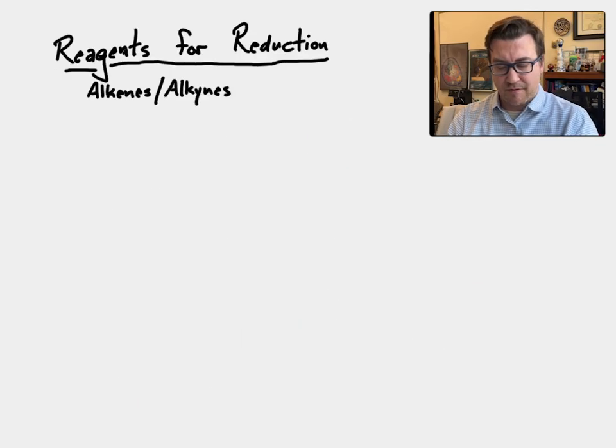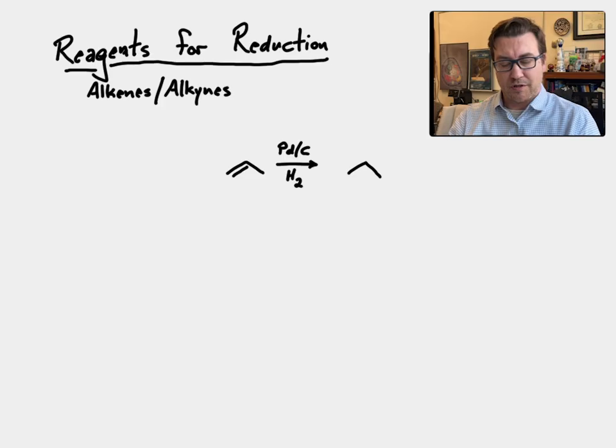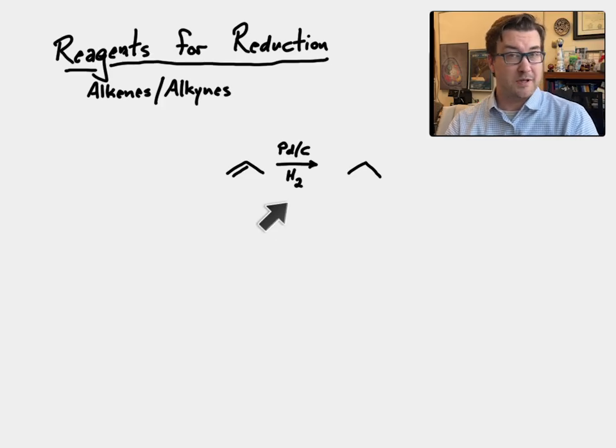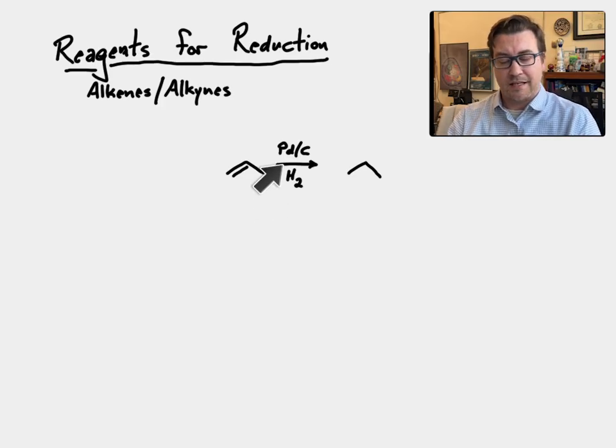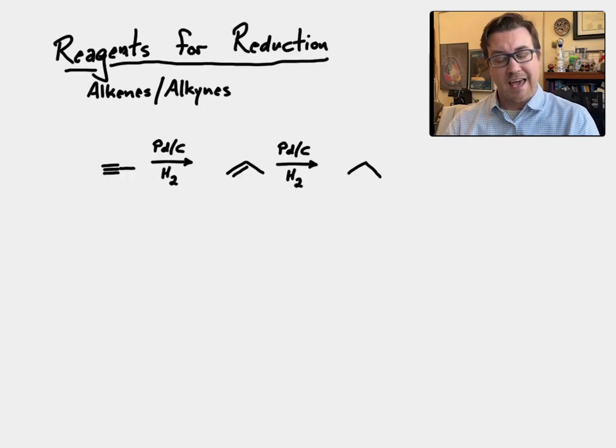So now let's look at some of the reagents for reduction first. If you have an alkene, a common reagent that we'll use to add hydrogen gas, in this case truly hydrogen gas, is palladium on carbon. So this is a heterogeneous catalyst. That means it's a solid supported catalyst. And what happens is you add this H and H across the double bond, which now gives you an alkane.